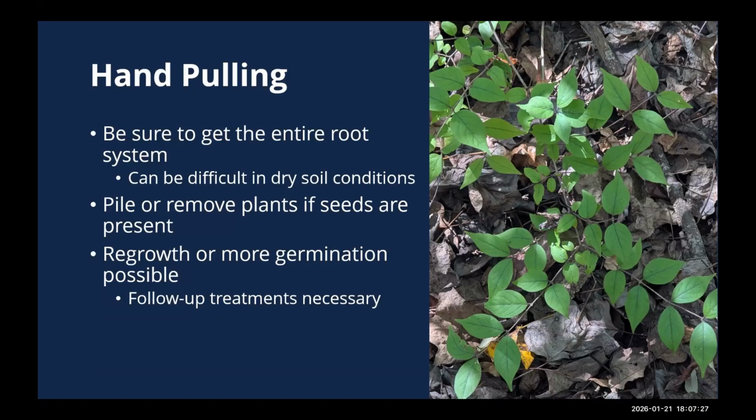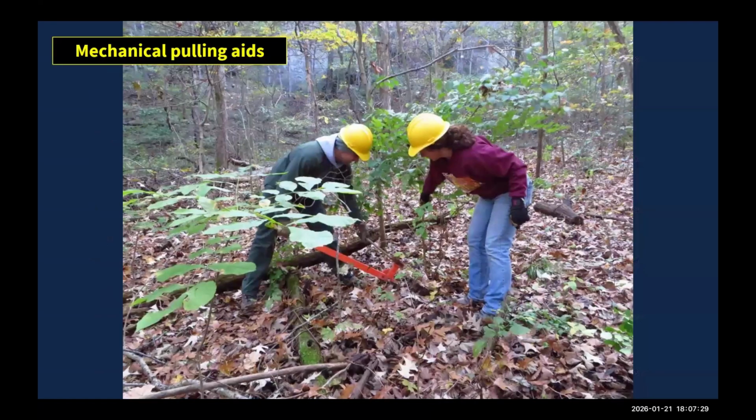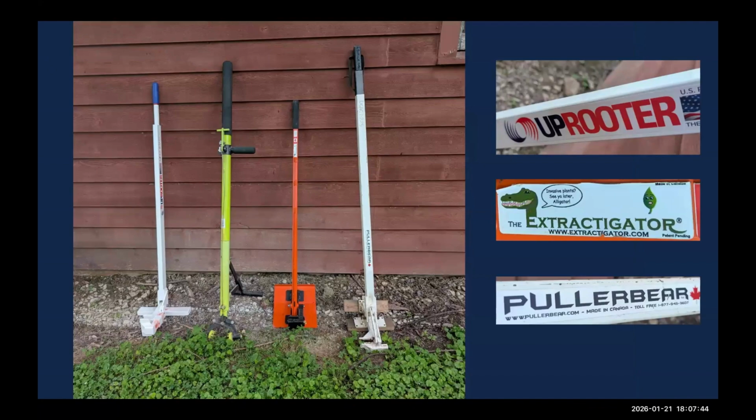As they get larger and you still want to pull them, you need to look at something like one of these mechanical pulling aids. Some people call them weed wrenches or other things, and basically they're a tool that gives you some level of mechanical advantage using a lever to pull them out. They've got all sorts of funny names: uprooters, extractigators, puller bears, all these weird things.